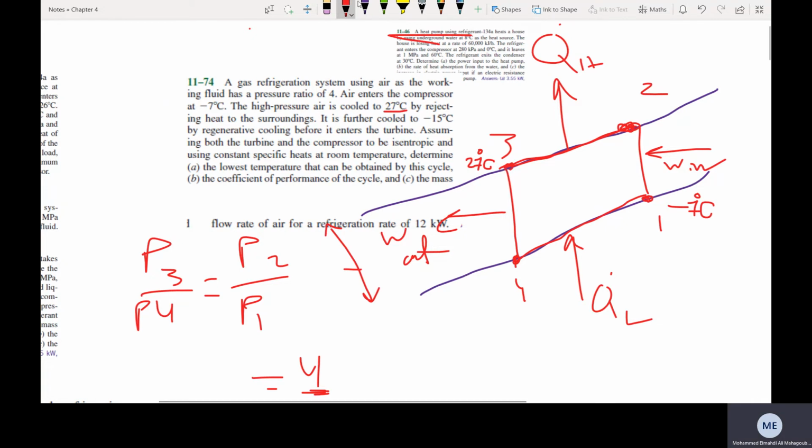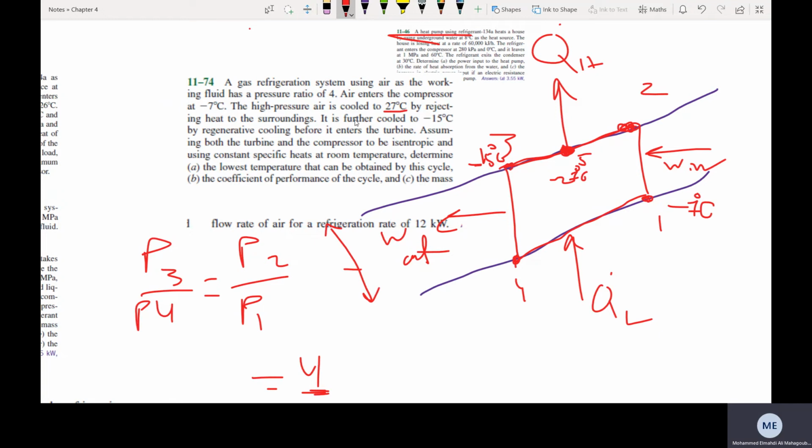Okay, I have a regenerative process. So this is a Brayton cycle with regeneration. It's not bothering a lot. So you have here, this is 0.5, and this is 27 degrees Celsius. And then we have further cooling till we reach the turbine inlet, which is at -15 degrees Celsius. That's what it says. So this is 27.